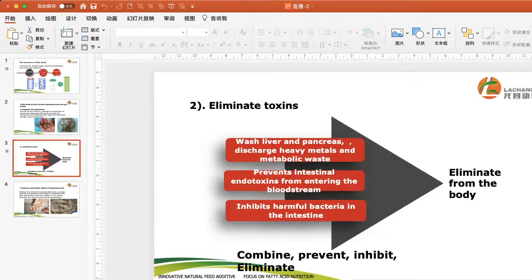And secondly, it can eliminate the toxins, like washing the liver and pancreas and discharging heavy metals and metabolic waste. And it can prevent the intestinal endotoxins from entering the bloodstream, and it can inhibit the harmful bacteria in the intestine.